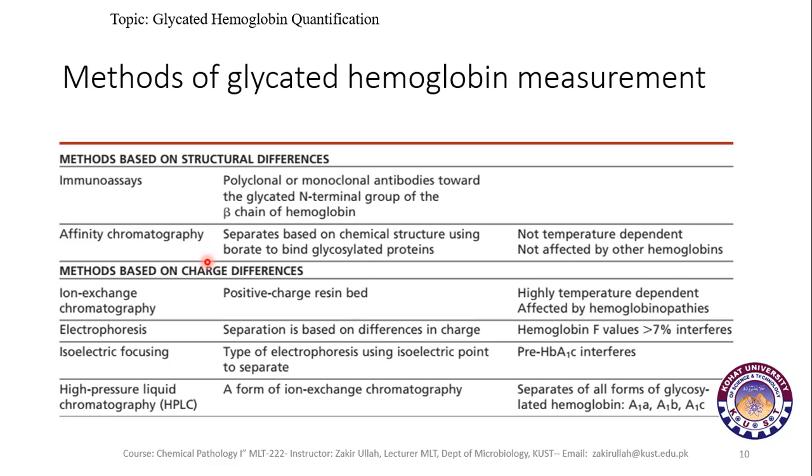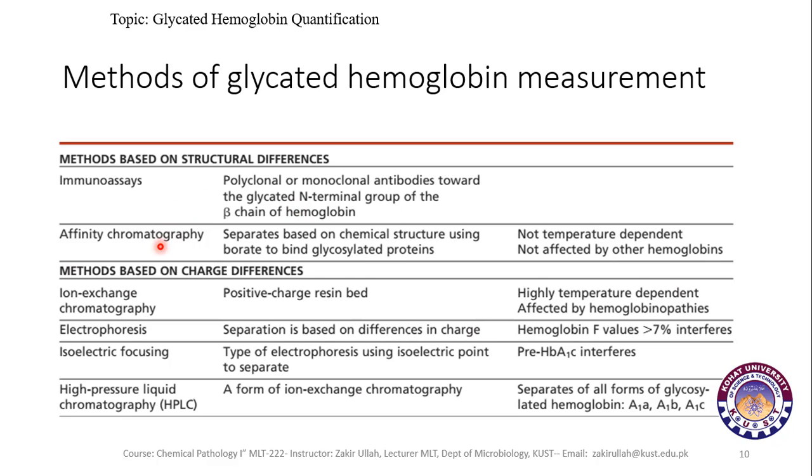This is the summary of the different methods for the quantification of glycated hemoglobin. The methods based on structural differences. First one is the immunoassay method, in which a polyclonal or monoclonal antibody toward the glycated N-terminal group of the beta chain of the hemoglobin is used, and these antibodies react with this glycated group. So the color of the reaction gives us the concentration of the HbA1c.